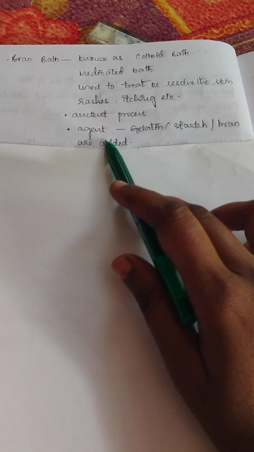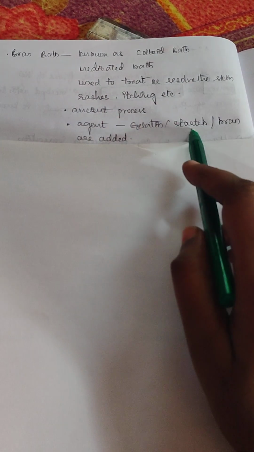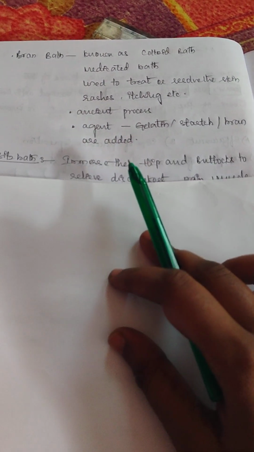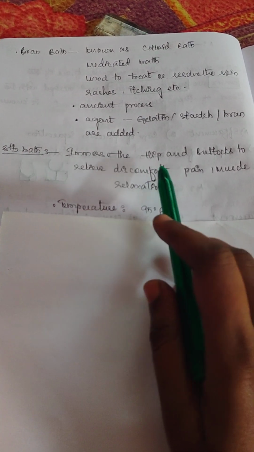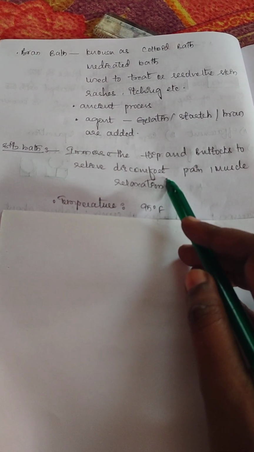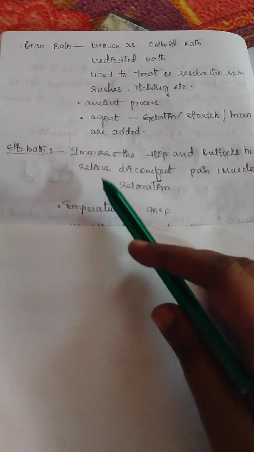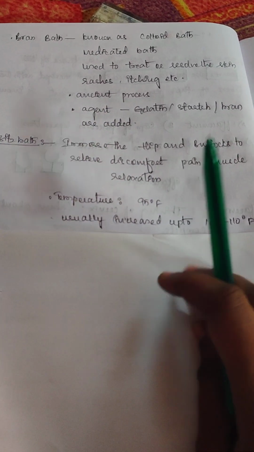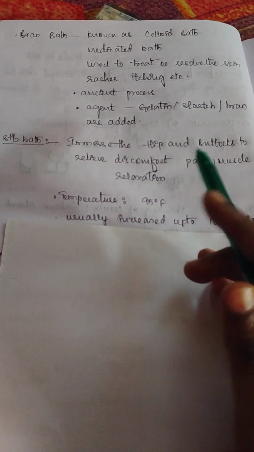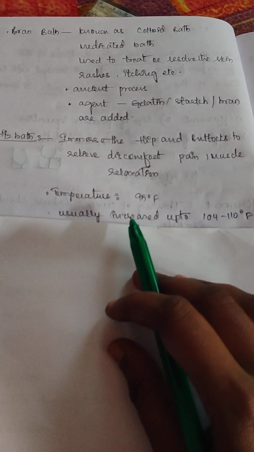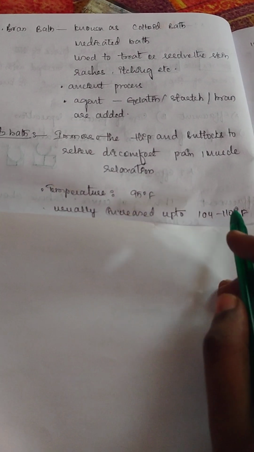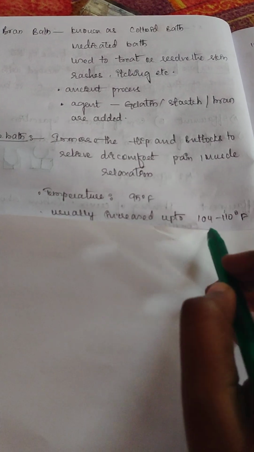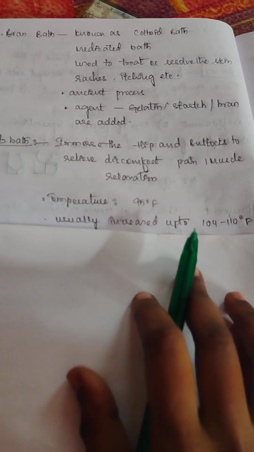And what are the agents used in this bran bath? Gelatin, starch, bran, or added. Okay, the next one, here you can see siege bath. Siege bath is nothing but immersing the hips and buttocks to relieve discomfort, pain, and for muscle relaxation. So that bath is called siege bath. The temperature used for this bath is 95 degrees Fahrenheit, and we can increase it up to 104 to 110 degrees Fahrenheit.